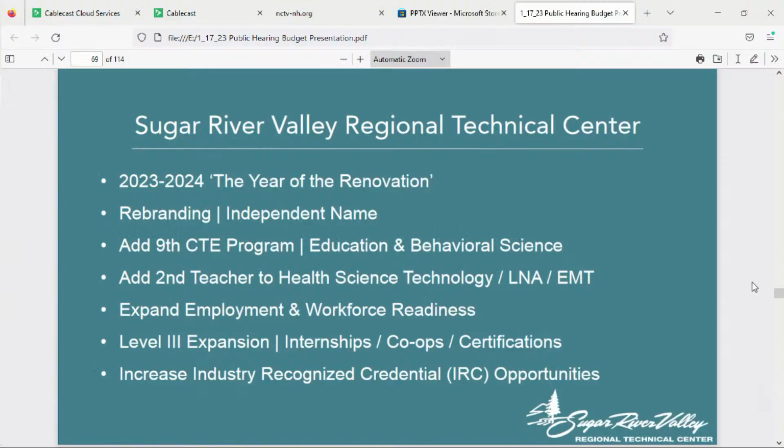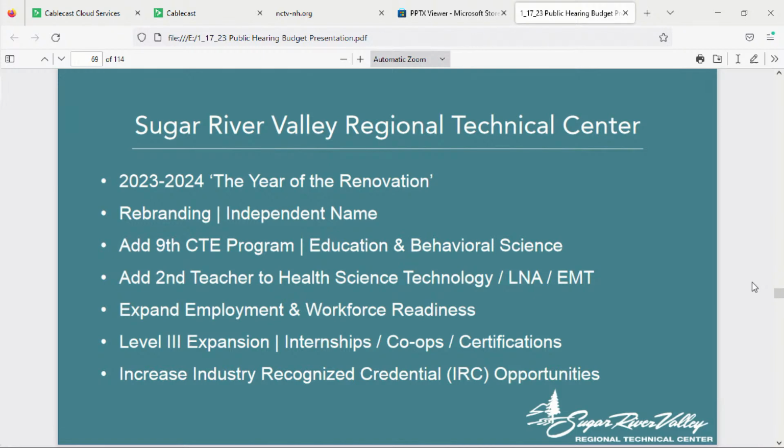Eric wanted to remind everyone that next year is the year of the renovation. We're very excited about bringing our CTE programs up to par, and even ahead if possible. So really try to plan ahead. We're looking at rebranding and working on an independent name. I don't know if you know anybody who's gone to the wrong Sugar River Valley Regional Technical Center, but we've had that happen. We have sister sites, one in Newport and one in Claremont.